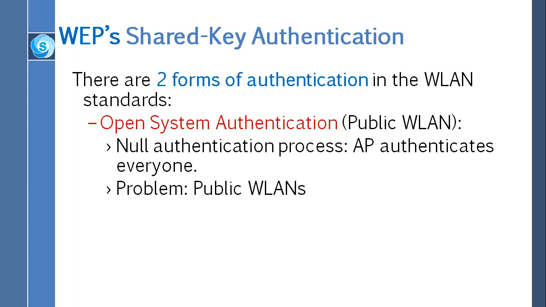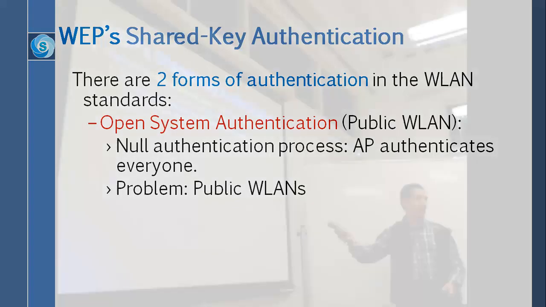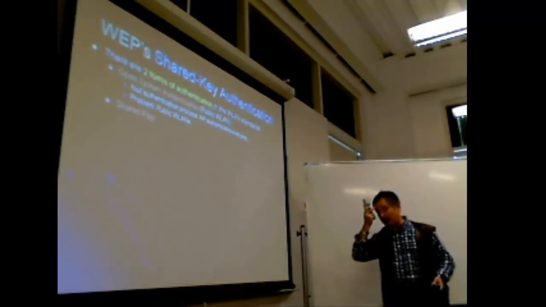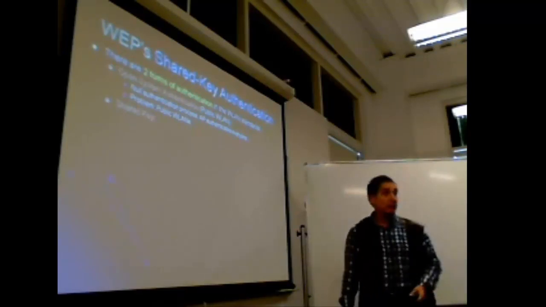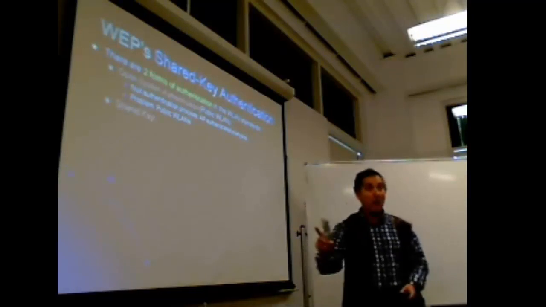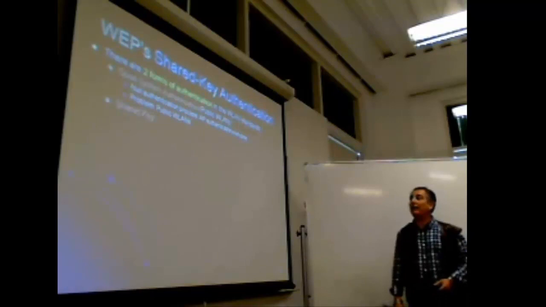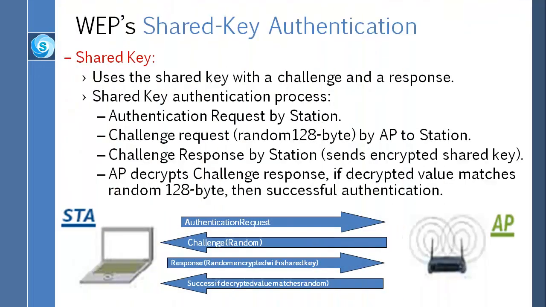This is the problem for public LANs: because there is no authentication, everyone can be there, and you have to protect yourself if you are exchanging any sensitive information. And the other one is shared key. We're going to use the shared key with a challenge and a response. So there is a challenge and response protocol with a shared key. This is called the shared authentication process.